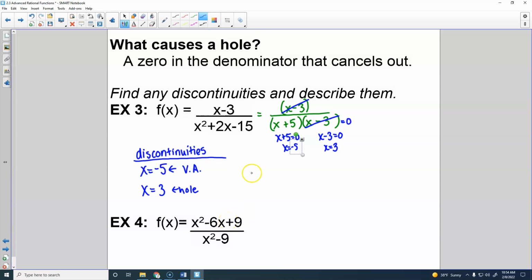It's really important to remember that discontinuities always come from the denominator. So we're always worried about that denominator, not the numerator. The only thing we care about the numerator for is to see if anything cancels or not.